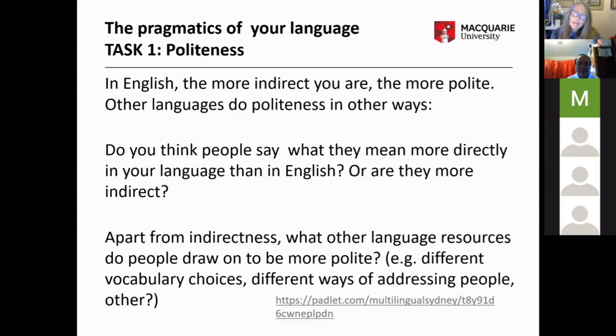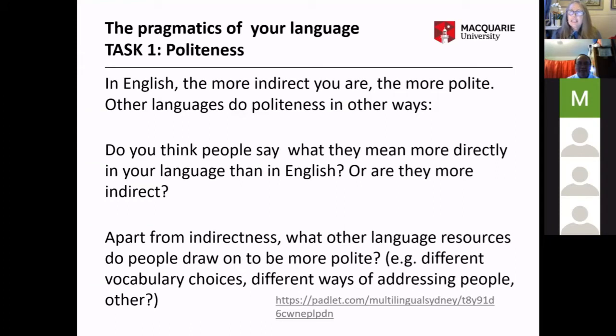Also, apart from indirectness, what other language resources do you draw on to be more polite? So some languages have completely different vocabulary choices. Like when I'm speaking English, I use the word house to refer to a house, no matter who I'm talking to. But if I was speaking Japanese, there might be two different words, like uchi, a more familiar one, and otaku for a more formal situation.